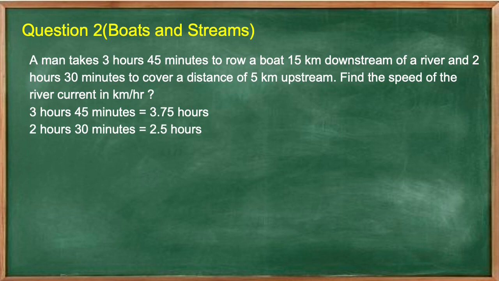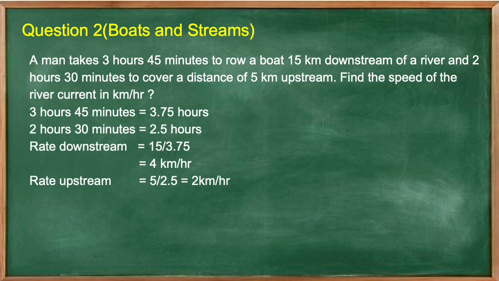Speed is equal to distance upon time. Distance is 15 and time is 3.75. So, rate downstream is equal to 15 divided by 3.75, which is equal to 4 km per hour. In the same way, rate upstream is equal to 5 divided by 2.5, which is equal to 2 km per hour.